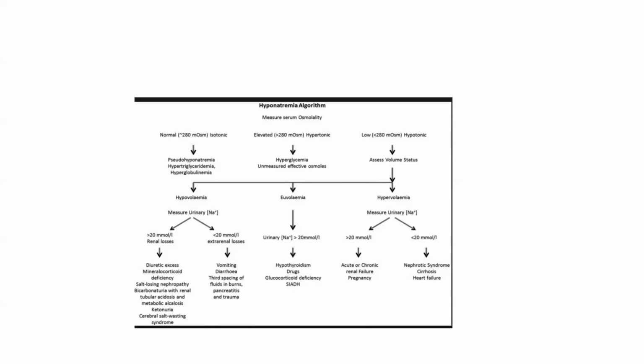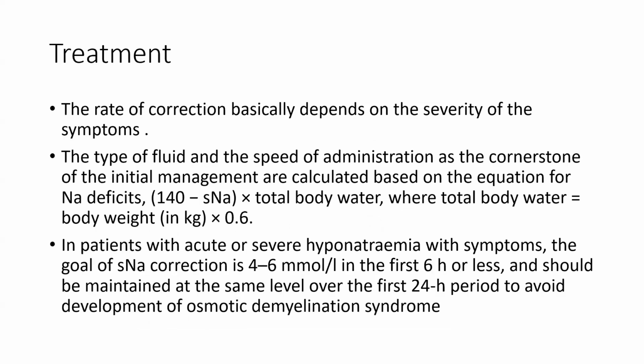If the volume status is euvolemic and the urinary sodium is more than 20, then the probable etiology is hypothyroidism, drug-induced causes, glucocorticoid deficiency, and SIADH. If the patient is hypervolemic and the measured urinary sodium is more than 20, then the probable etiology is acute or chronic renal failure or pregnancy. If the measured urinary sodium is less than 20, then the probable etiology is nephrotic syndrome, cirrhosis, and heart failure.